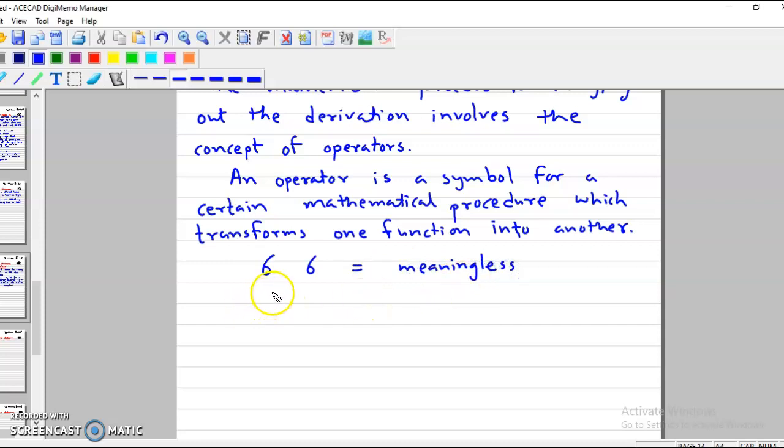But the moment I put this sign between these two, then you will write the solution 36. So what is this? It is the sign of multiplication. That means whenever you see a cross sign between two figures, you understand that you have to multiply these two numbers. And this is nothing but an operator.